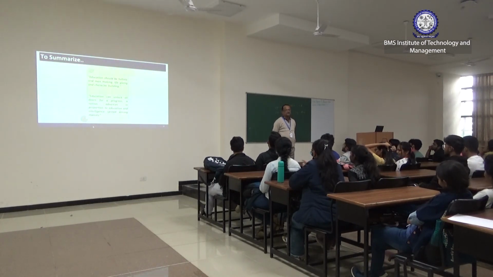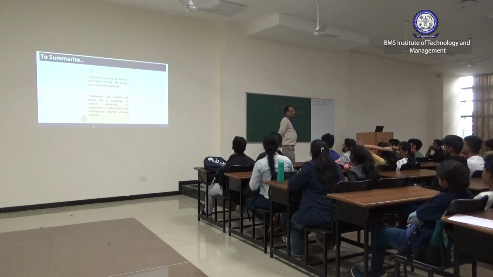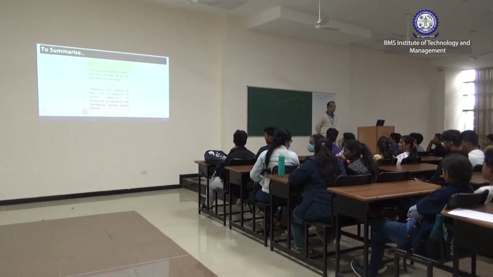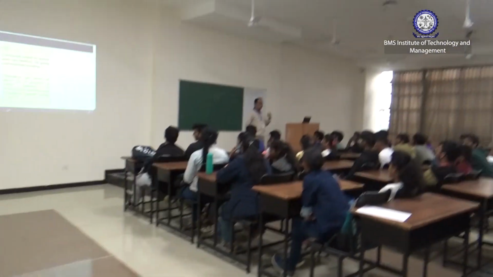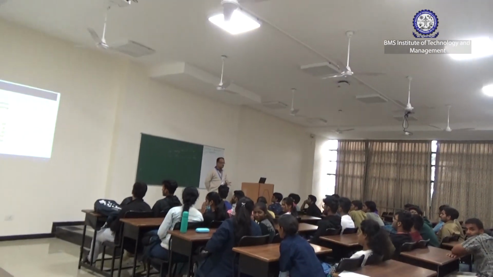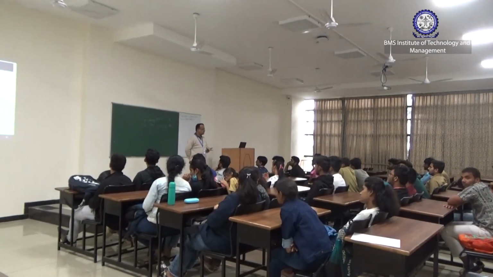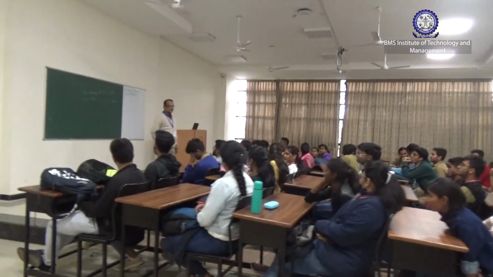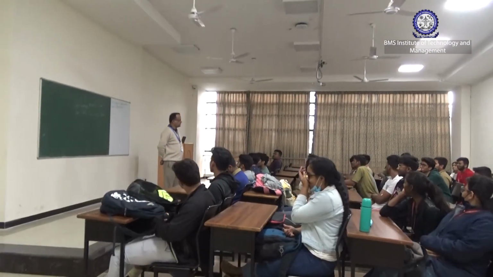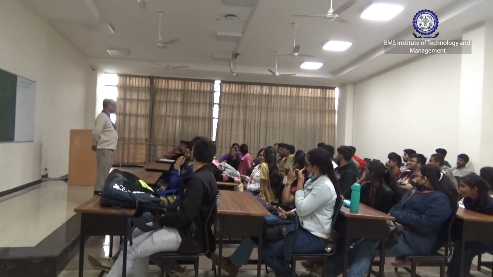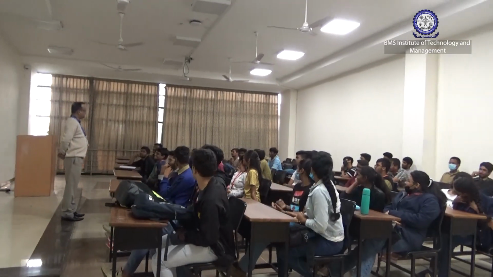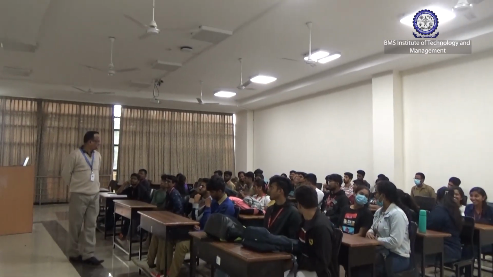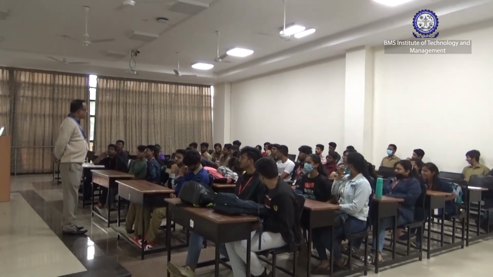What is the difference between you and them? What is the difference between animals and us? We are smart. We have better thinking. A tiger is smarter than us, right? But we are smarter than them.